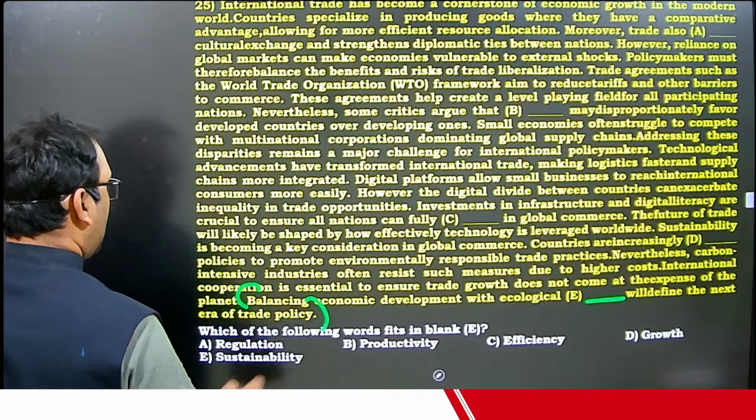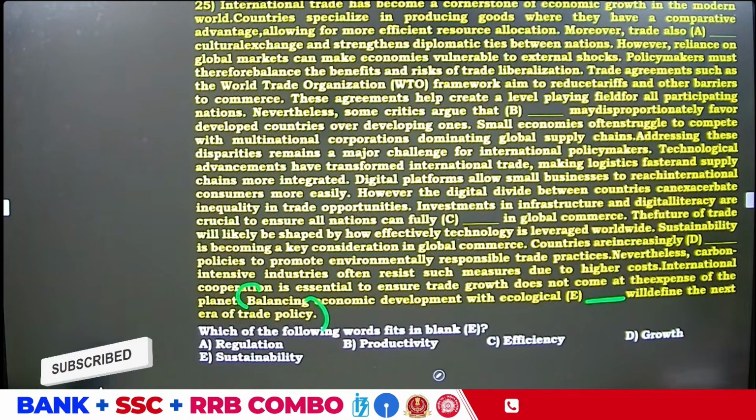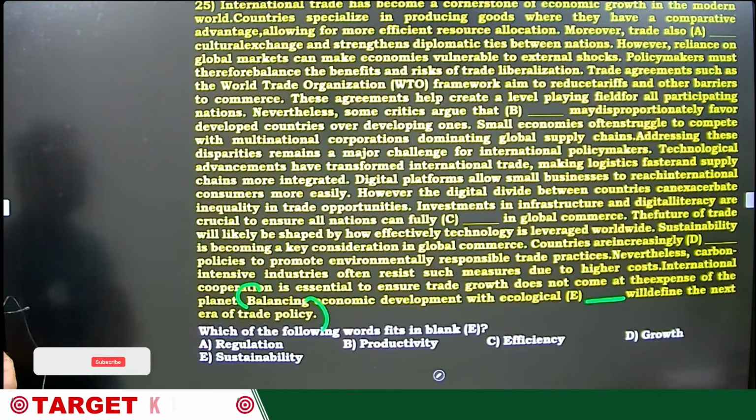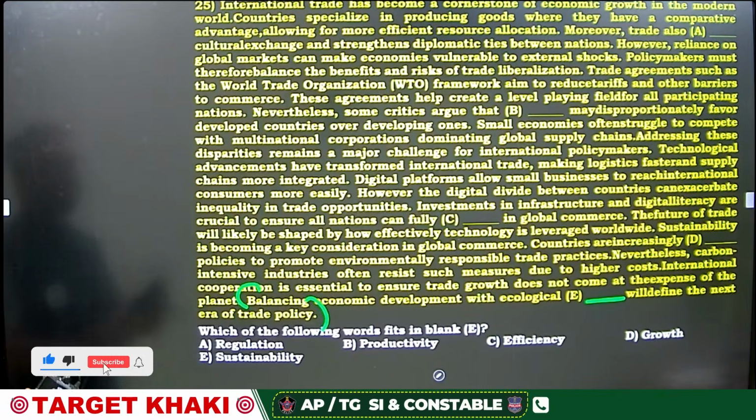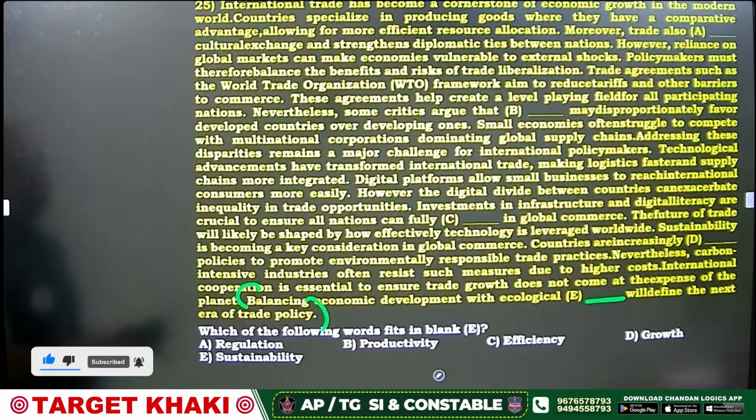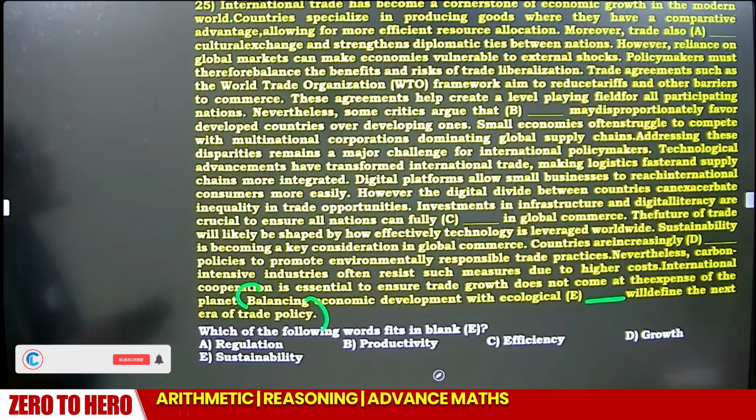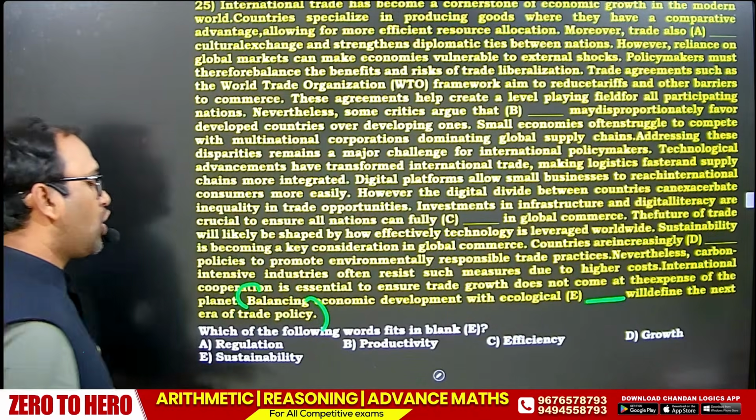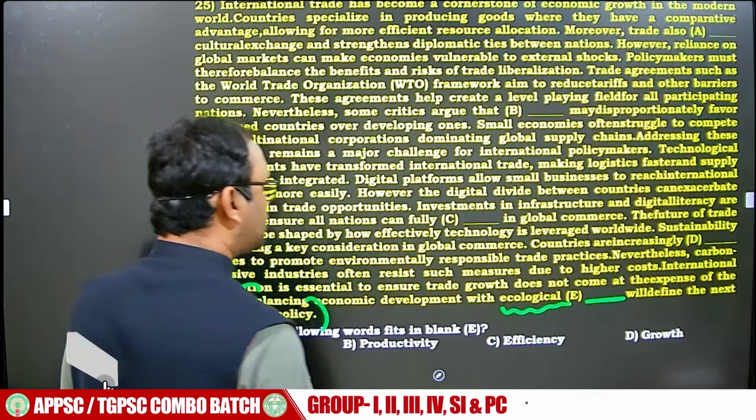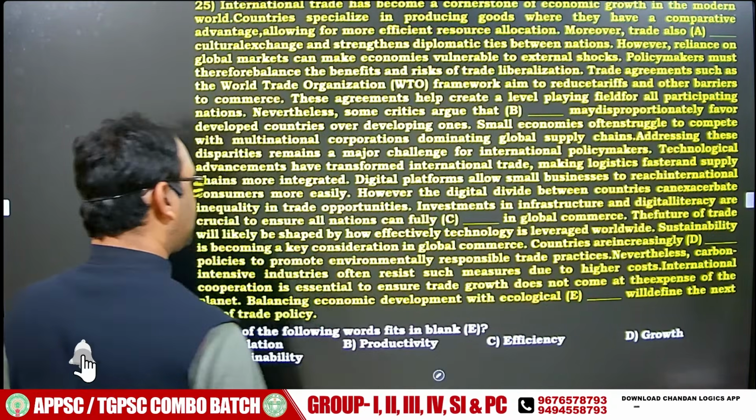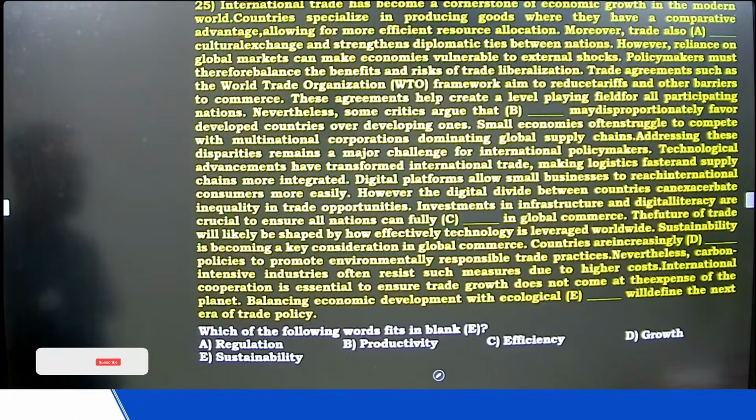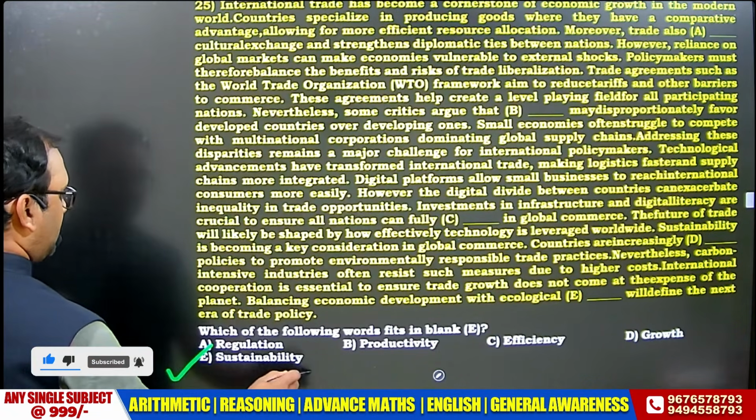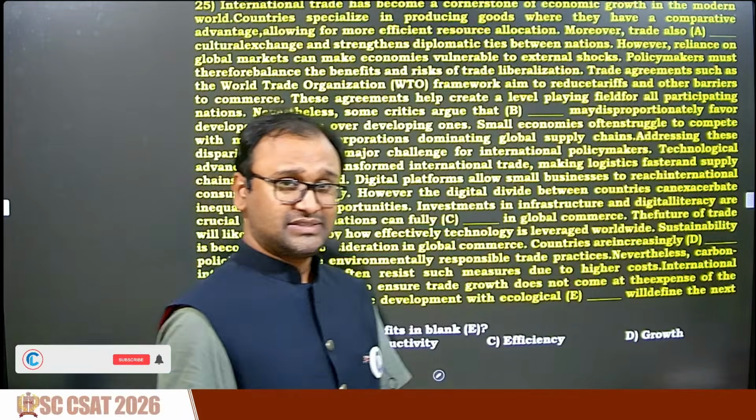Read the sentence. Balancing economic development with ecological dash will define the next era of trade policy. So the future of India is going to be based on this. What is the meaning of ecological? Environment. So what could be the answer? Balancing economic development with ecological sustainability. The best option suitable here is sustainability.